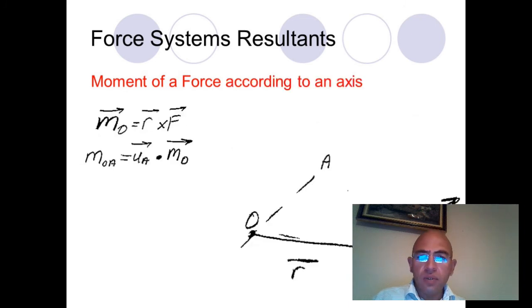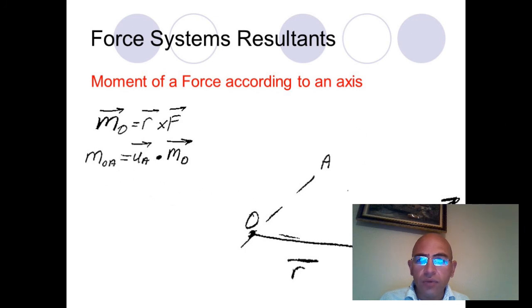Now let's look at another case. In some cases we need to calculate the moment of a force along a certain axis, in the direction of a certain axis. For example, in shafts. You fix them, there are bearings, and the shaft is rotating, and I want to calculate the moment in the direction of the shaft. That moment will generate the turning, rotating motion.